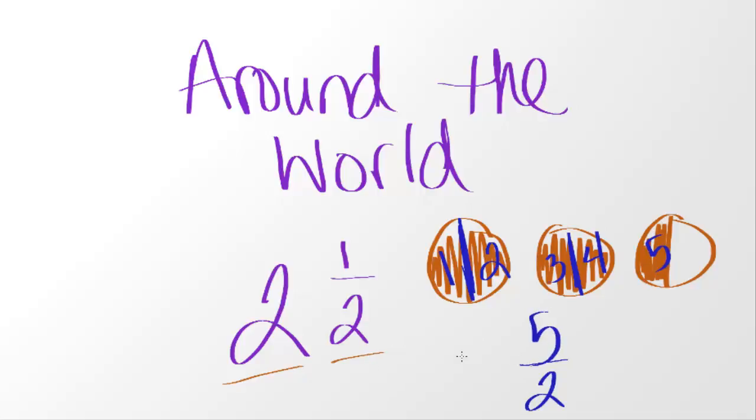I'm not changing how much either of these is. This is 2.5, and this is still 2.5. It's just saying it 2 different ways. Going around the world is just like doing this, except you don't have to draw it out.